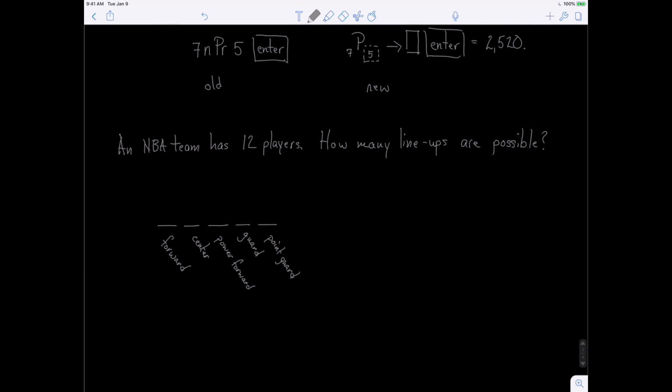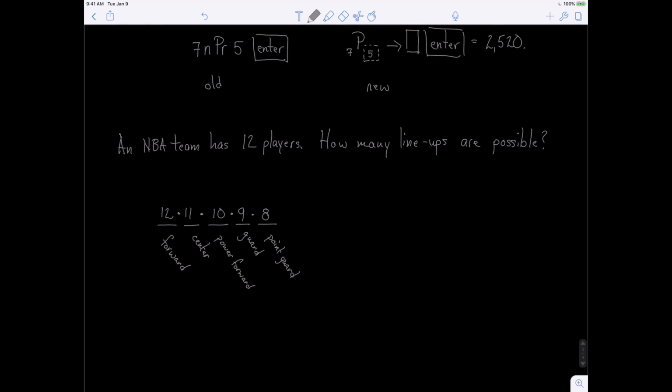When we make up lineups, let's say all of our players are about the same in all the spots. There are 12 different players that could be forward. Now you're down to 11 that could be the center, 10 that could be the power forward, 9 could play guard, and 8 to play point guard. Again, we would multiply this result up.